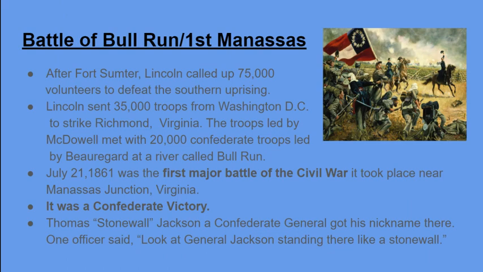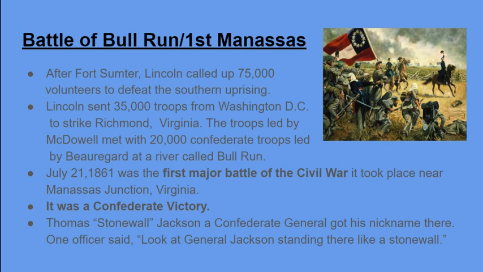Now, the first major battle was the Battle of Bull Run, or the First Battle of Manassas. After Fort Sumter, Lincoln called up 75,000 volunteers to defeat the Southern uprising. They thought this was going to be super quick. They would just pull up all these troops, fight, and it would be over. Little did they know it was going to last all the way into 1865.